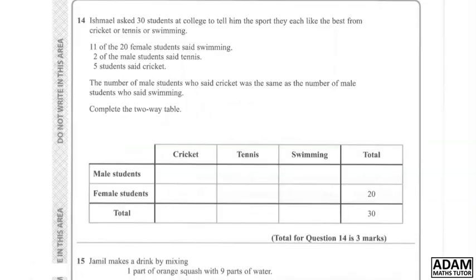Question 14. Ishmael asked 30 students at college to tell him the sport they each liked the best from cricket or tennis or swimming. 11 of the 20 female students said swimming, so out of these 20, 11 of them said swimming. 2 of the male students said tennis, so male and tennis should be 2. 5 students said cricket, so in total it should be 5.